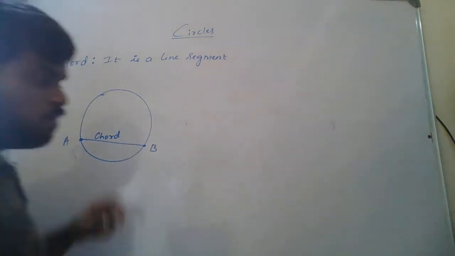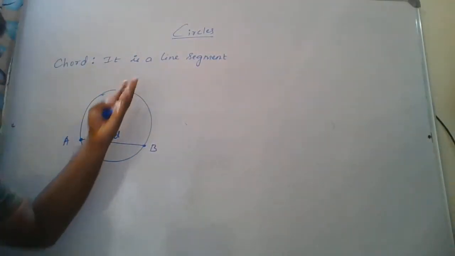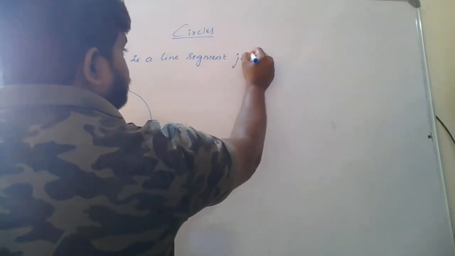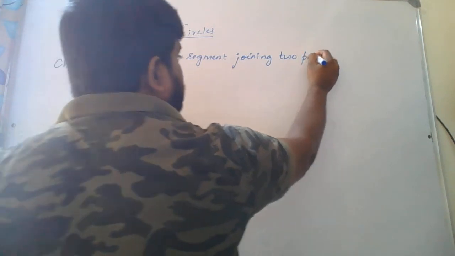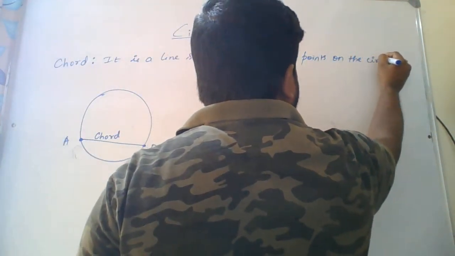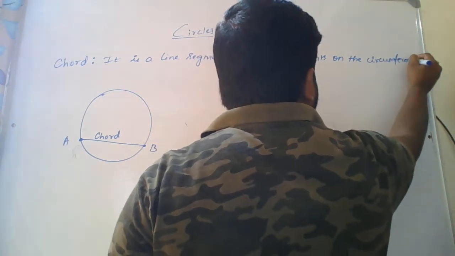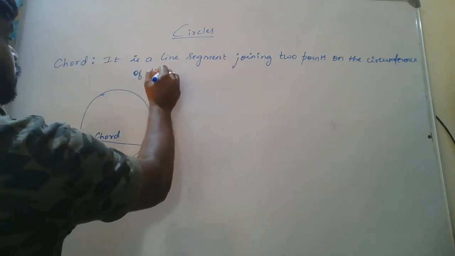So what is a chord? It is a line segment joining 2 points. Line segment means it has 2 points. So joining 2 points on the circumference of the circle.